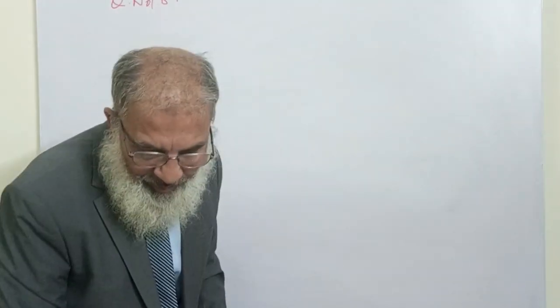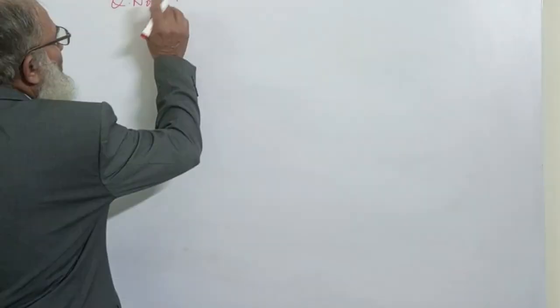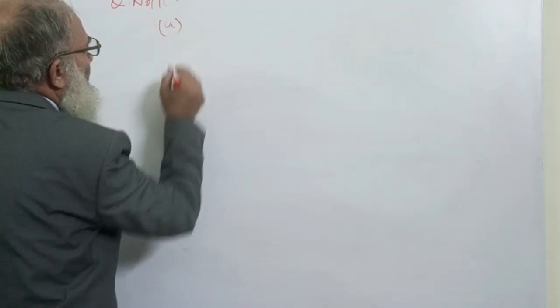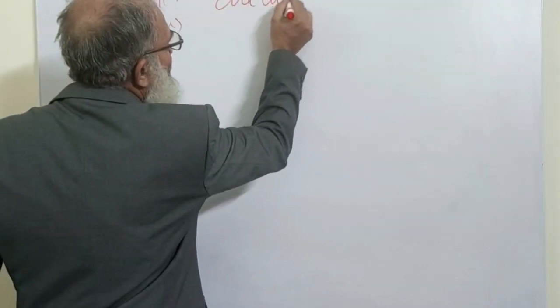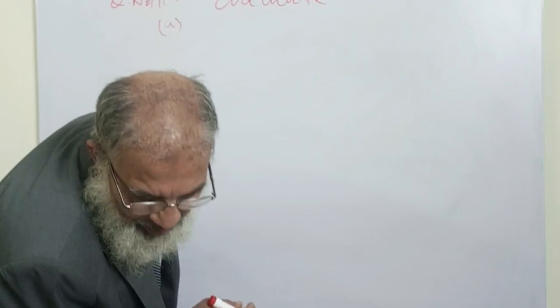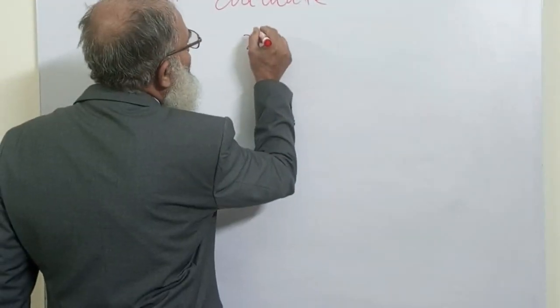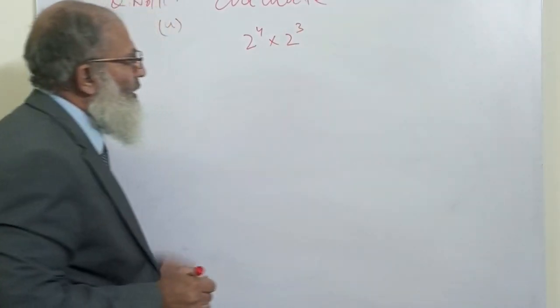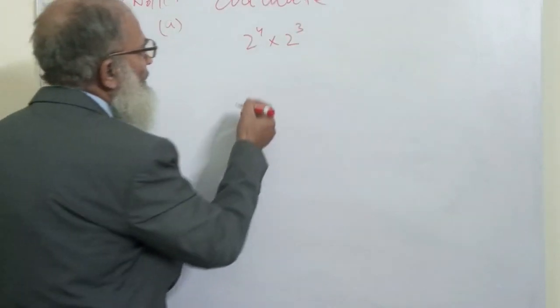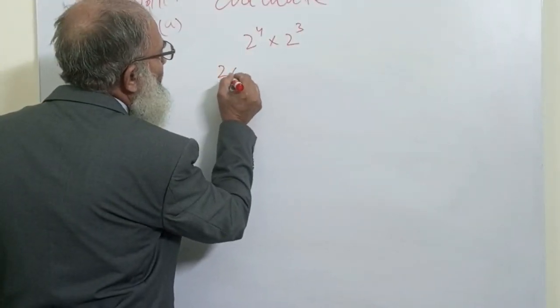Students, proceed to question number 10. Well, this is an important question, and let me start it from part number A. Question number 10, part A. Evaluate. What we have to evaluate is 2 raised to power 4 multiplied by 2 raised to power 3. It is very simple. You just do it like this.